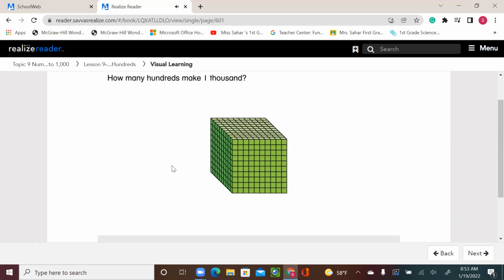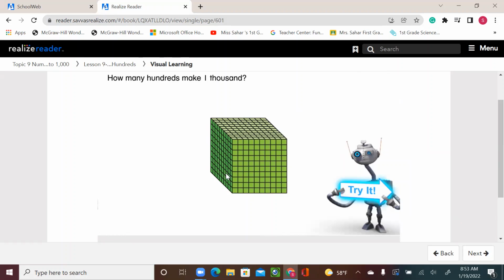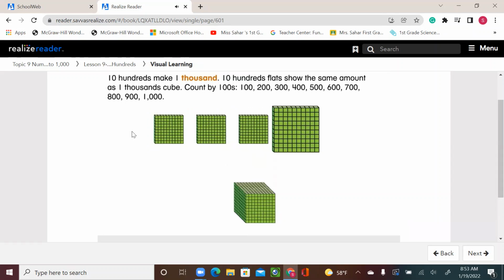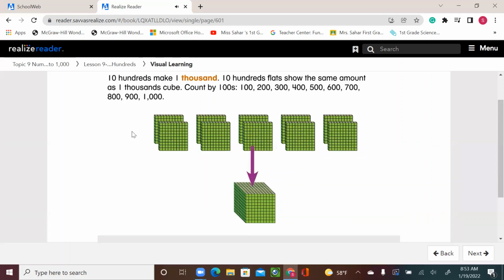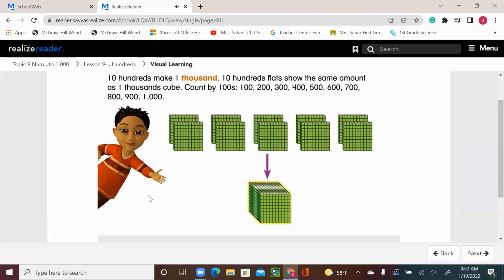How many hundreds make 1,000? All right, let's see this one. 10 hundreds make 1,000. 10 hundreds flats show the same amount as 1 thousands cube. Count by 100s. 100, 200, 300, 400, 500, 600, 700, 800, 900, 1,000. You can think of a thousands cube as being made of a stack of 10 hundreds flats.